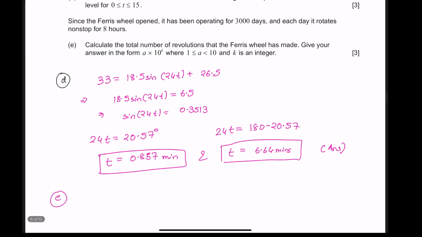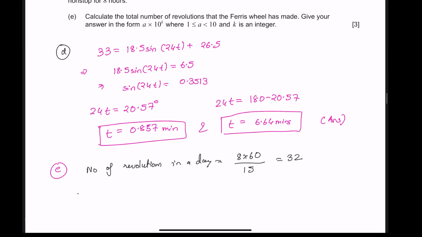So the Ferris wheel has been operating for 3000 days. Each day is non-stop for 8 hours. Number of revolutions the Ferris wheel had made. Okay. Now, we have to find the number of revolutions in a day. It is working for 8 hours, right? So 8 times 60. This is the total time it's operating in minutes, and divided by 15, because each revolution takes 15 minutes. So this will give you 32. So it makes 32 revolutions in a day.